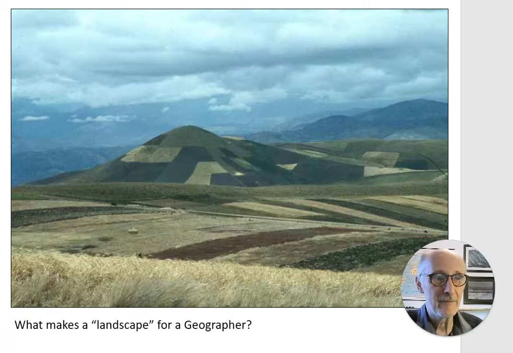Like this photograph here from Ecuador, there are elements of volcanic landscape in there, and there's also a very obvious component of cultural or human landscapes in there with the agriculture. And the landscape includes all of that.